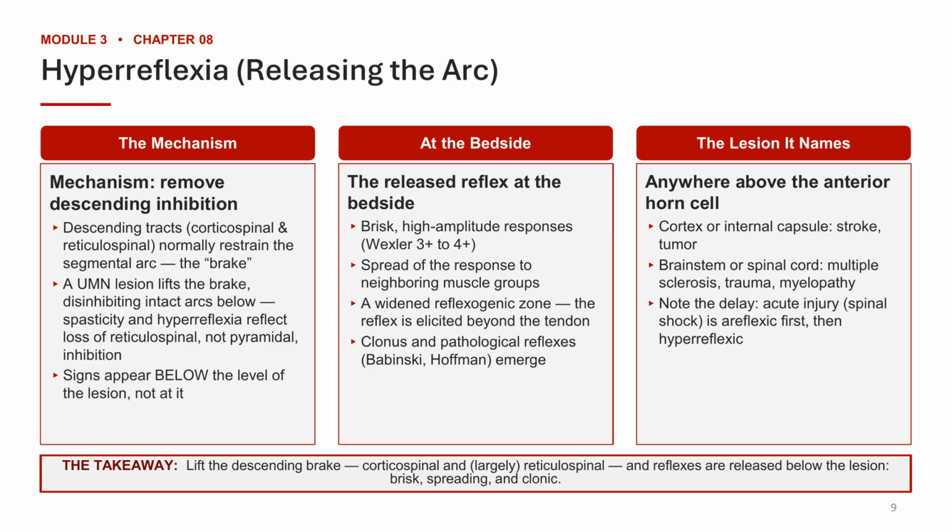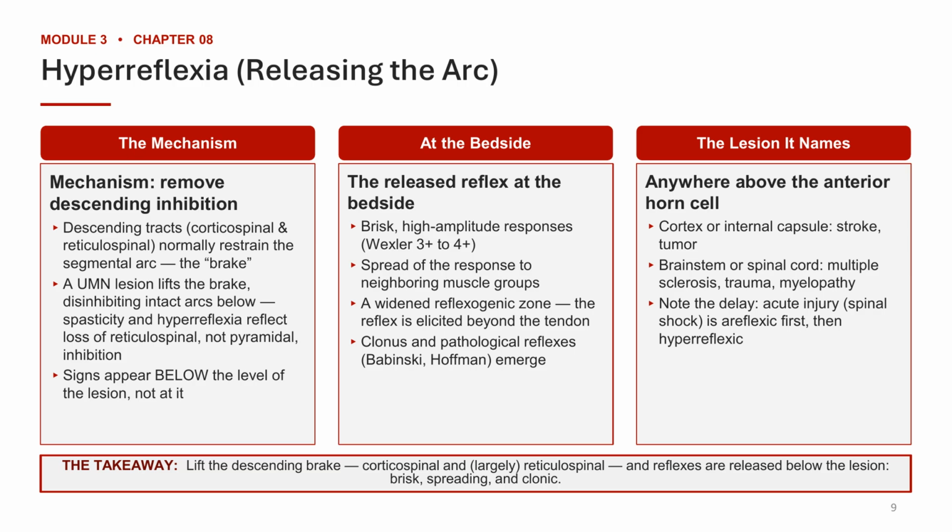I want to be precise here because this is a point where many textbooks are loose. The spasticity and hyperreflexia you observe reflect loss of reticulospinal inhibition more than loss of the pyramidal tract itself. A pure, isolated corticospinal lesion produces weakness and a Babinski sign with surprisingly little spasticity. It is the loss of the accompanying descending systems that releases tone. And note where the signs appear, below the level of the lesion, not at it. The cord below the injury is perfectly healthy.